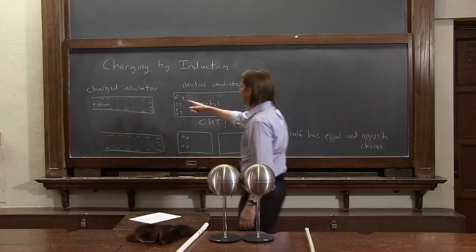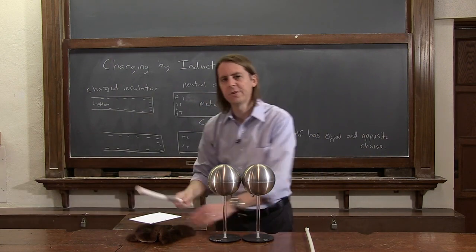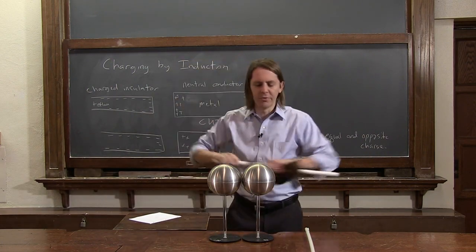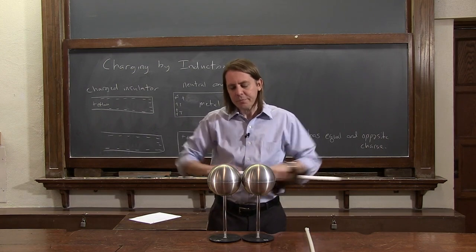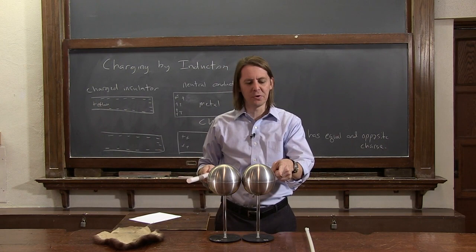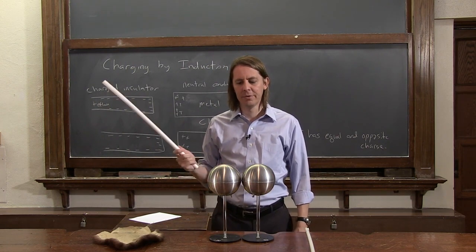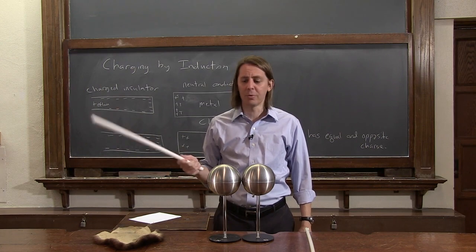I'm going to bring my Teflon rod, charge it with fur, bring it close, and it's going to create a separation of the two charges, or of the charge in the metal. So if I do this, here's a negative charge, I bring it right here. It's pushing negative charge over here, and it's leaving positive charge over there. Right? You didn't see anything. Well, there's nothing to see.